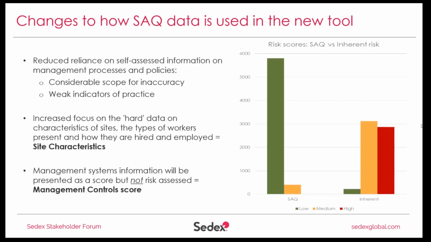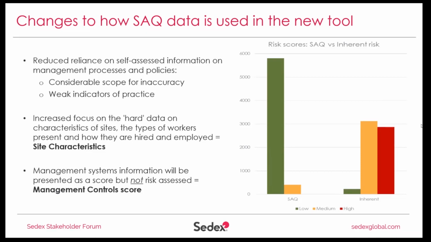And secondly, things around policy and training are generally considered to be fairly weak indicators of practice. And I think the chart that we've got here on the screen really illustrates this. You can see on the left-hand side, when we take a sample of 6,000 sites and analyse the risk scores that come out of their SAQ alone, almost all of them come out as low risk, a small proportion come out as medium risk, and almost none come out as high risk.